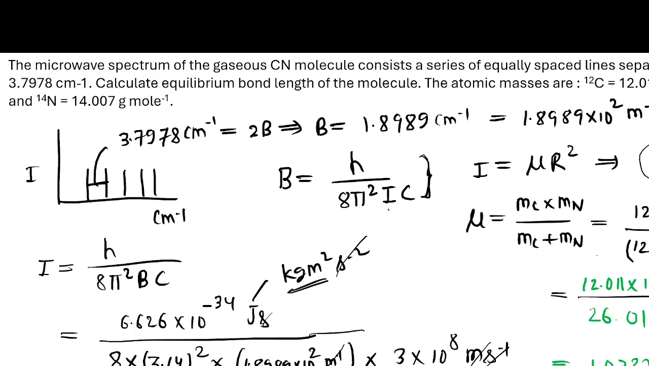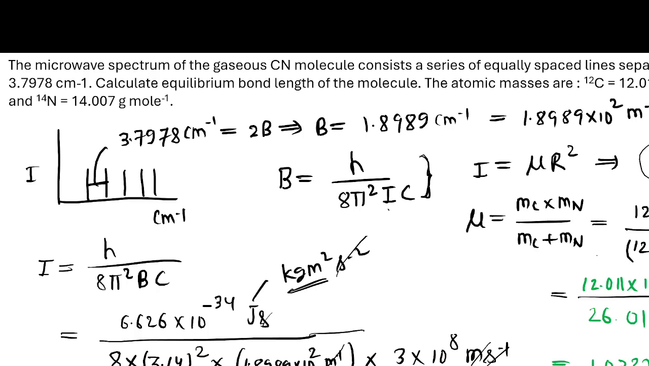1.4742 × 10^-46 kg m² divided by 1.0737 × 10^-26 kg, and then it will come around 1.1717 × 10^-10 meter. So 1.1717 angstrom. The bond length of CN will be this.